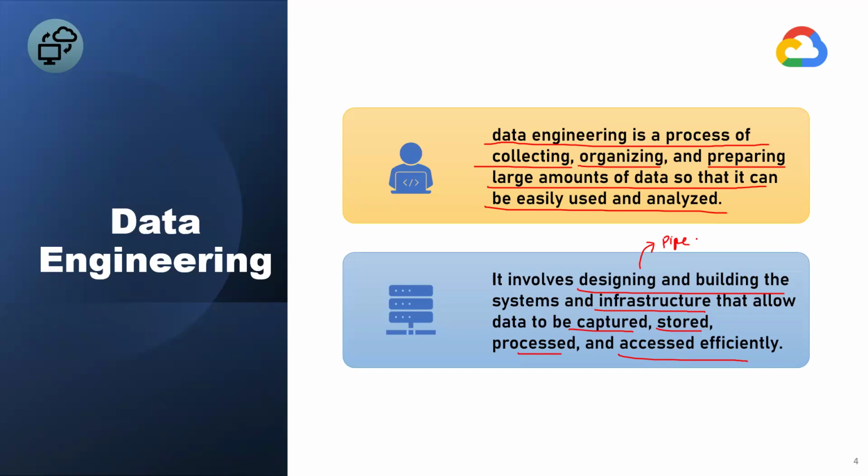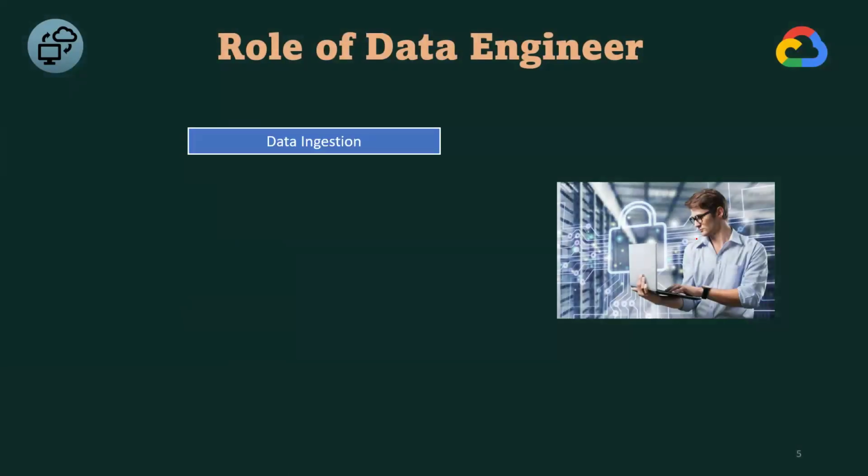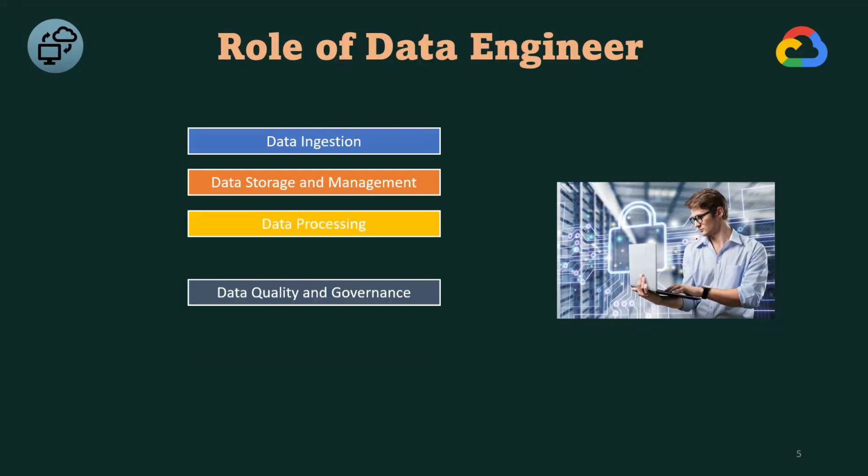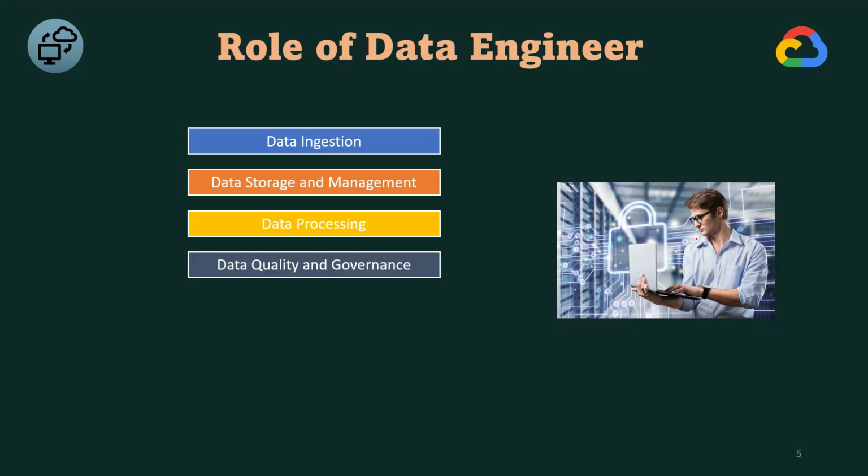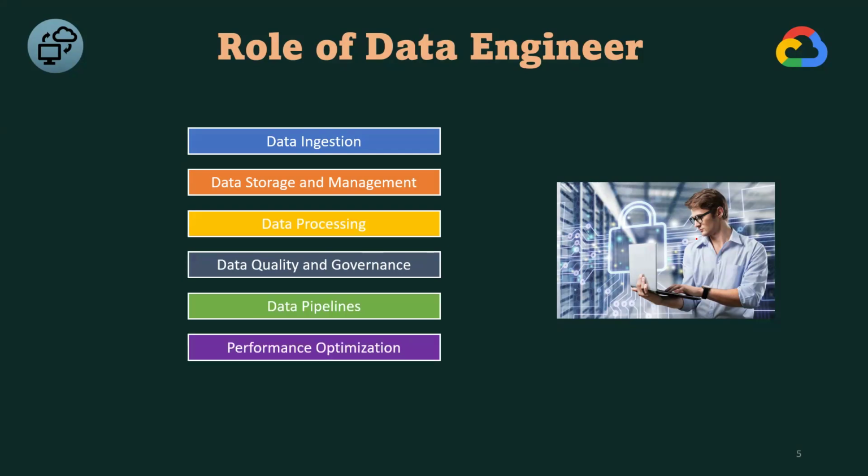Some data engineers work on data collection, some on data ingestion, or data storage and management. Someone works on data processing. Someone works on data quality and data governance, data pipeline creation, performance optimization, monitoring and maintenance. So this is the role of a data engineer. If you ask me what a data engineer does every day, these are the activities they do.